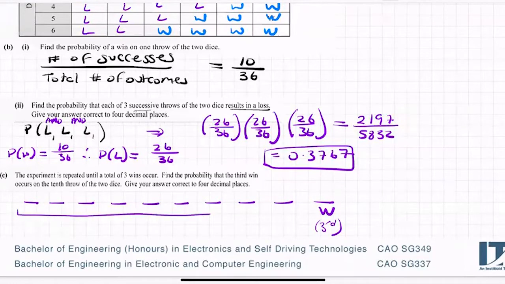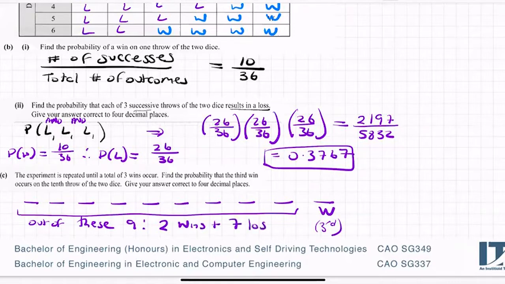Now, out of these 9, if that's going to be the third win, I need 2 wins and 7 losses.